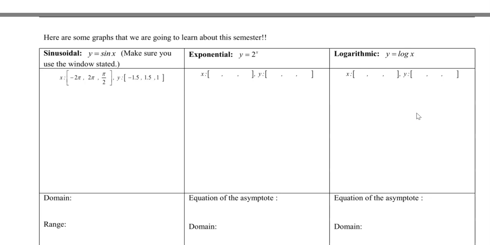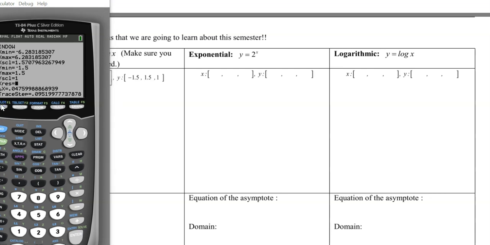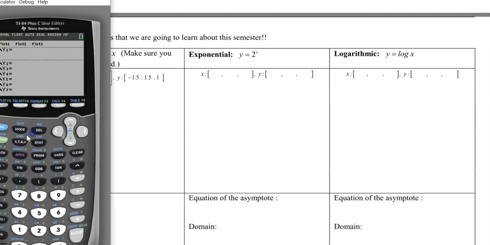So for a sinusoidal, it says make sure you use the window stated. Okay, so if you're following along, the window is going to be -2 pi, right? So pi is second function, to +2 pi. And we're going to use pi divided by 2. And our y values, we're going to use negative 1.5 to positive 1.5, and we'll go by ones. And I want that to be 1. Okay. And what are we going to graph is y equals, and I'm just going to clear that and go sine, show me a sine of x.